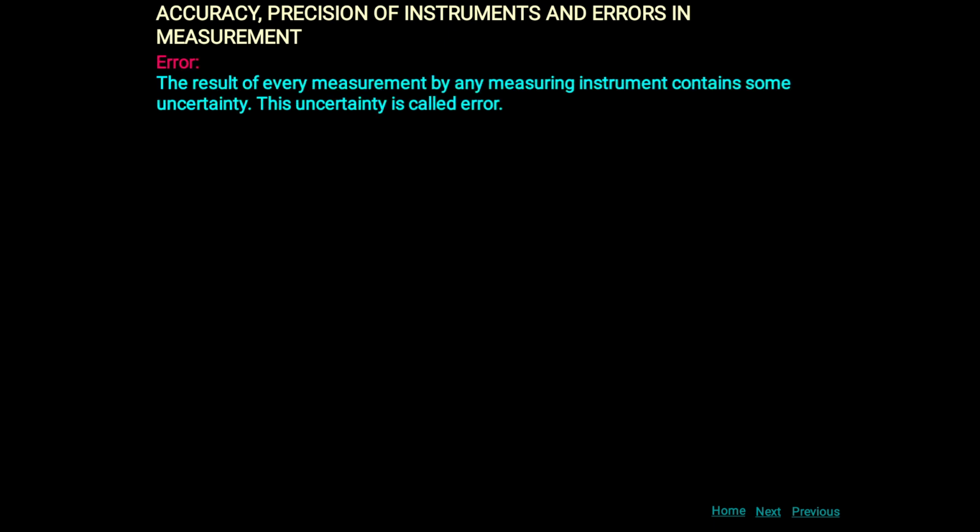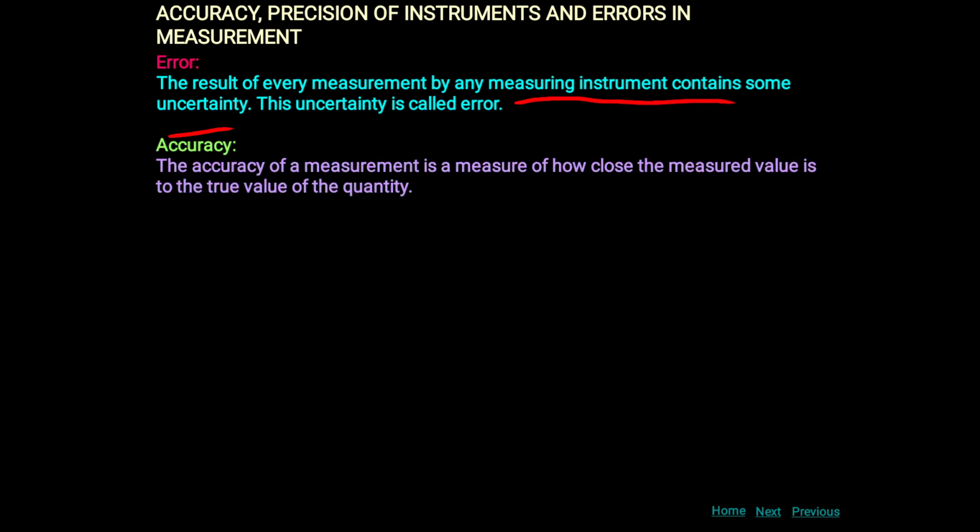Then, accuracy, precision of measurement instruments and error in measurement. First, what is meant by error? The result of every measurement by a measuring instrument contains some uncertainty. This uncertainty is called error. Accuracy: what is meant by accuracy? How to define the accuracy? The accuracy of a measurement is a measure of how close the measured value is to the true value of the quantity. That is called the accuracy.